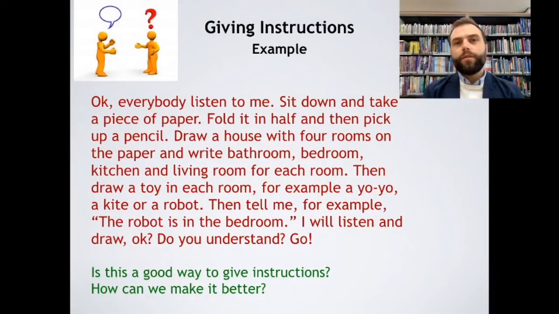So here's an example of some instructions. I'm just going to read these instructions to you. Okay, everybody, listen to me. Sit down and take a piece of paper. Fold it in half and then pick up a pencil. Draw a house with 4 rooms on the paper and write bathroom, bedroom, kitchen and living room for each one. Then draw a toy in each room, for example, a yo-yo, a kite or a robot. Then tell me, for example, the robot is in the bedroom. I will listen and draw. Okay? Do you understand? Go.